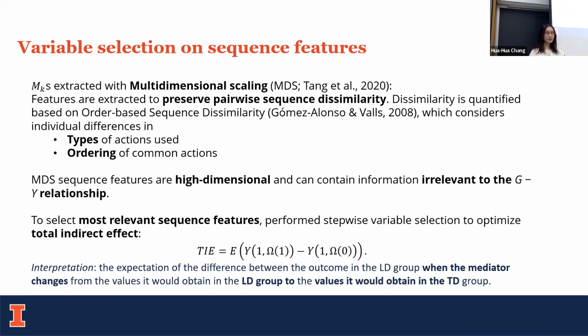When we look at two sequences by two students on the same question, we consider dissimilarity quantified by the order-based sequence dissimilarity, which considers essentially individual differences in two aspects. So given two sequences by student 1 and 2, are they different in the types of actions they used? And if they use the same action, are they different in the ordering of these common actions? The MDS sequence features, here we extracted 20 dimensions, are unfortunately high dimensional.